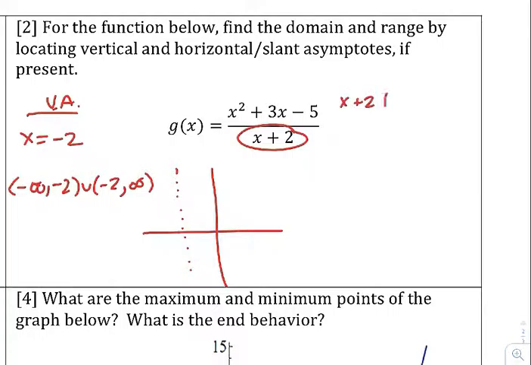So x plus 2 into x squared plus 3x minus 5. x goes into x squared x times, so that's x squared plus 2x.